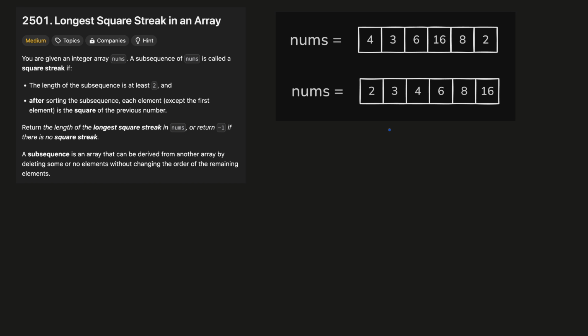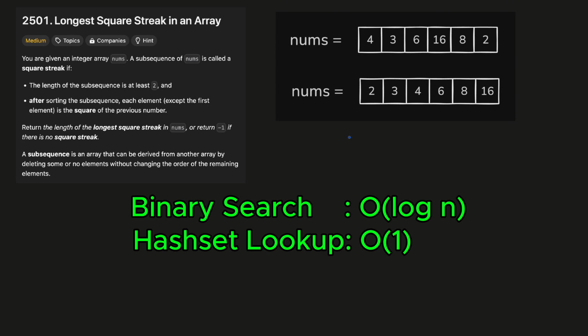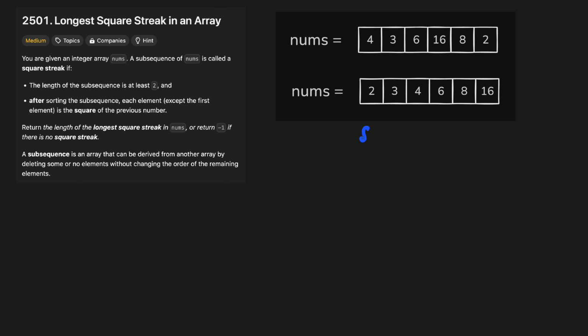And for finding the next number in the square streak, we can use a binary search because the array is sorted, but that will require time complexity of O of log n, where n is the number of elements in the array. So a better approach is to build a hash set on the array because then the time complexity reduces to O of 1. So now our hash set will contain the elements 2, 3, 4, 6, 8 and 16. And now we can start iterating on this sorted array to form the streak.